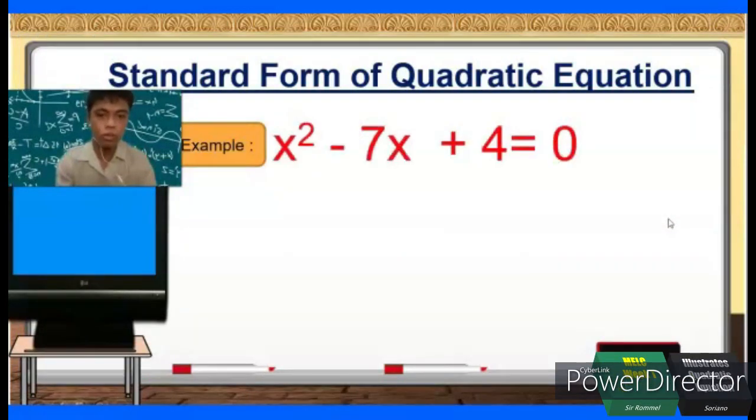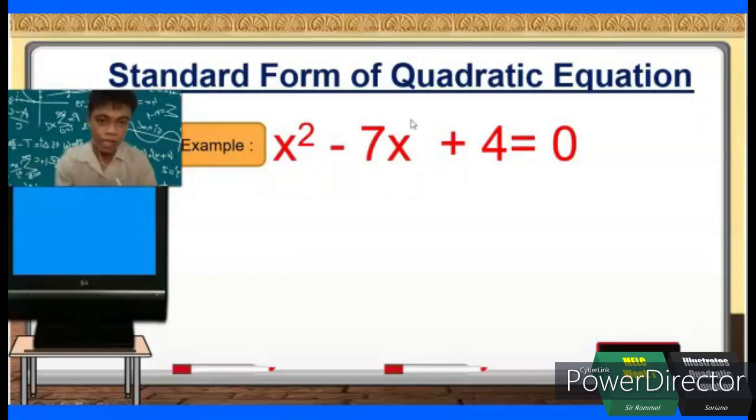Number 2. X squared minus 7x plus 4 is equal to 0. So, examine nyo muna. Nauna ba ang ax squared? Okay. Kung yes, anong napansin nyo sa numerical? May nakikita ba kayong numerical? Okay, wala. So, ibig sabihin, meron pa rin yung numerical kahit wala tayong nakikita. Ano kaya ang numerical? Yes, okay, tama. Ang numerical niya ay 1.